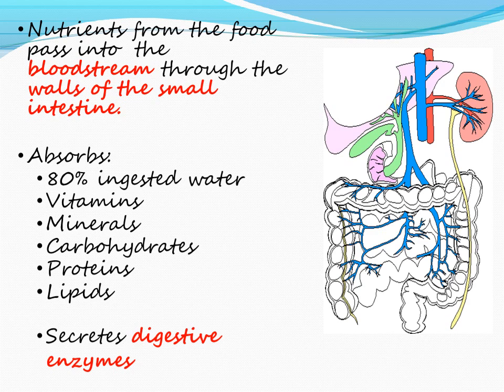The nutrients from the food pass into the bloodstream through the walls of the small intestine. Absorption takes place for the vitamins, minerals, carbohydrates, proteins, lipids, as well as for the ingested water. And it also secretes some digestive enzymes.